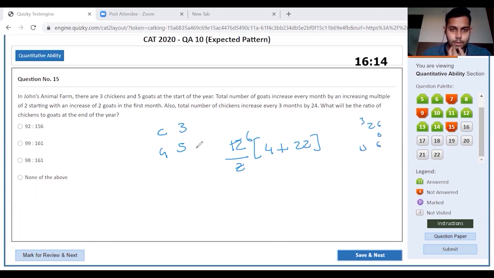Okay, and 156 plus 5 is goats become 161, and this says every 3 months by 24. So 24 into 4, 4 is 16, 4 to 9, 96 by 3 is 99, so 161 is our answer.